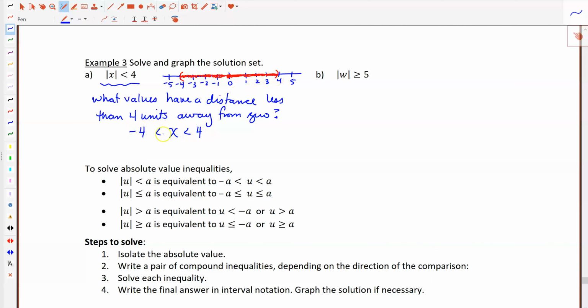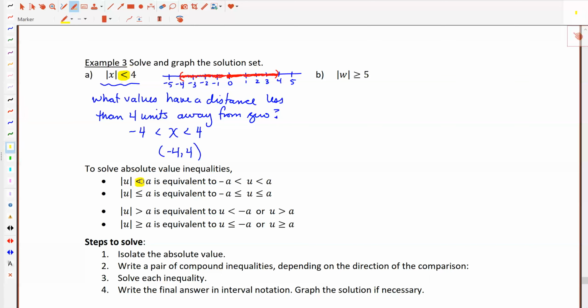As long as I'm picking values that are within this region, I should be good. Writing this in interval notation, this is written as -4 to 4. So that generalizes to how we set up the less than inequalities in a more generic sense.